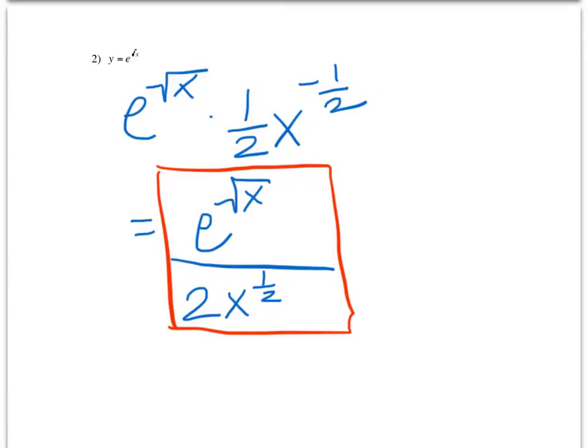So since you have a negative exponent right here, in order to make it positive, you put the x in the denominator. So then the answer would be e to the square root of x over 2 square root of x.